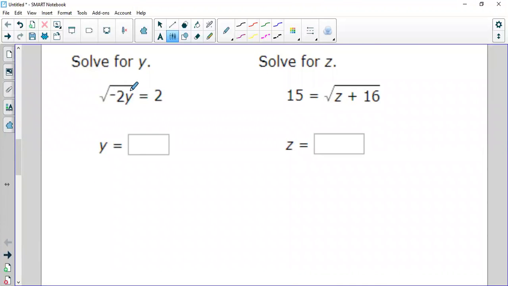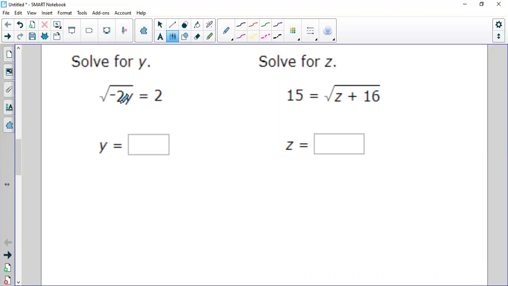Once again, radical is isolated. Everything is under the radical here, and there's nothing else on this side of the equal sign besides the radical. But before I do anything, I just want to use a little bit of number sense here. -2y is what's under the radical. Well, the number inside the radical has to be positive to be able to take the square root. Therefore, -2 has got to multiply by a negative number to make that positive. My answer for y is going to be negative.